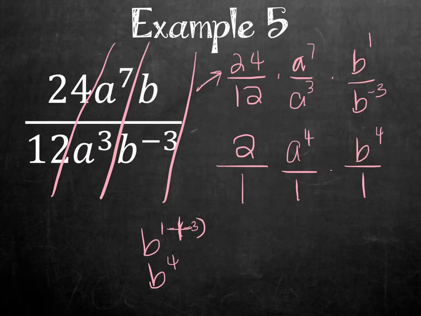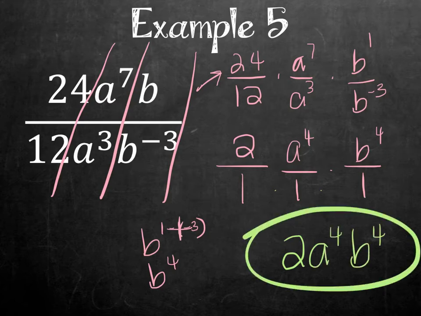Now I can put my numbers back together. I ended up with all ones in the denominator, so I'm not even going to write a denominator here. I'm just going to write this as a single term, 2, a to the fourth, b to the fourth. And there you go. That wasn't so bad. So it looks a little scary up front. Just break it down into its component parts and take each one on its own.